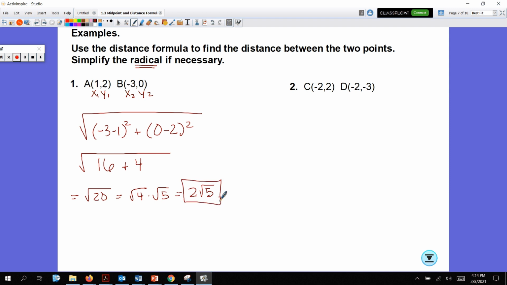Why don't you pause the video at this time, take a second, see if you can use what I've done in number 1 to apply to number 2 if you know what you're doing. I do have more examples, but this is good practice.